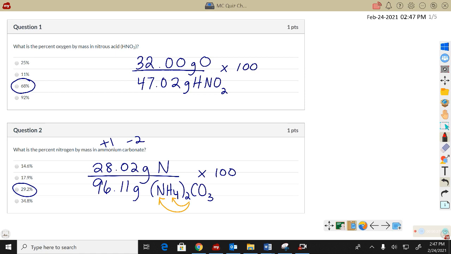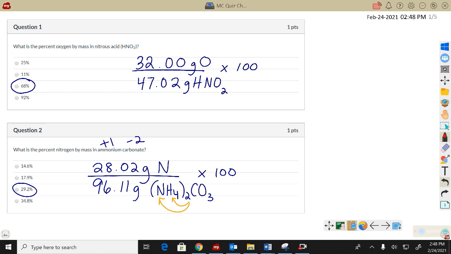So in 1, I wanted the percent oxygen by mass in nitrous oxide. So I want the total mass of both oxygen divided by the total mass of the compound. Now this is the amount of work I would have to show if I were asked to show work. I'd show the mass of the 2 oxygen divided by the mass of the HNO2. That 47.02 grams was the total molar mass, adding up HNO2 on my periodic table. Now I can tell that this answer is reasonable because it should be a little more than 50% oxygen by mass.